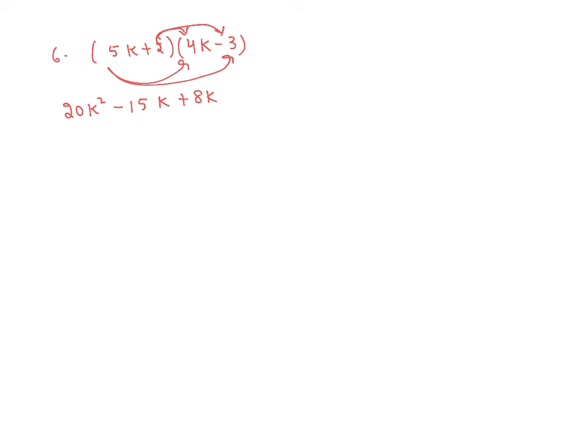Next is question number 6. When you're multiplying 5k plus 2 times 4k minus 3, you're using a FOIL method. So you're going to get here 20k squared minus 15k plus 8k minus 6. 20k squared minus 7k minus 6 is your answer.